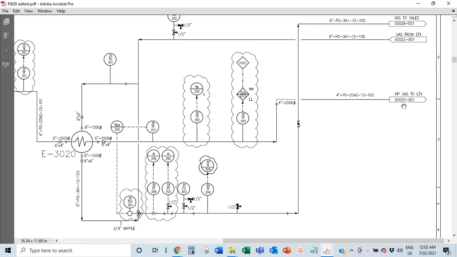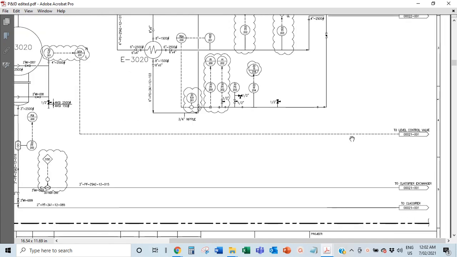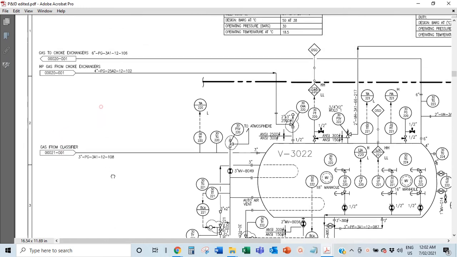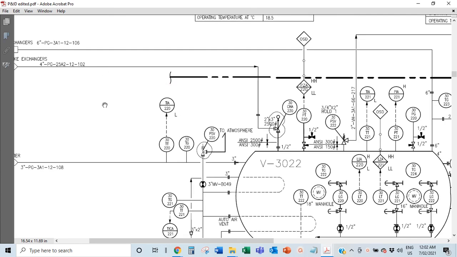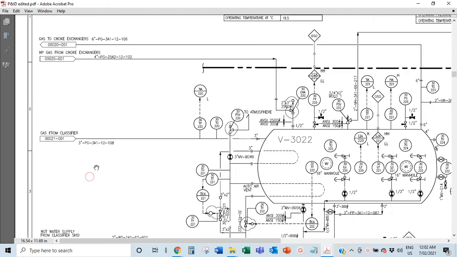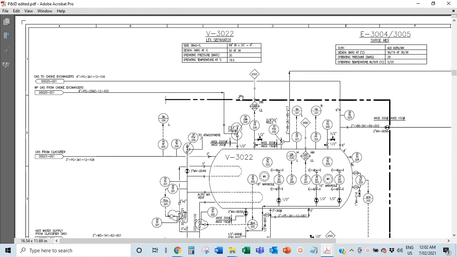The gas has gone to page 22 now. So if you look at this 4-inch 25822 12102, remember that. So we go to page 22. So we are looking for 12102. Yeah, this is it. So this is that line coming from, can you see, page 20, 4-inch PG 25822. So this is the gas. So it comes in here. So it's HP gas from choke exchangers. You've seen where the line comes. So that is where that gas leg goes to.